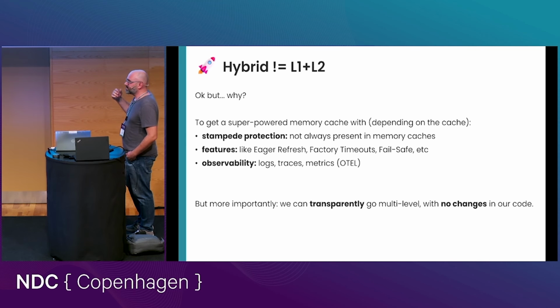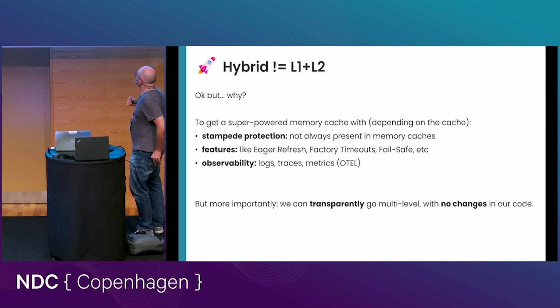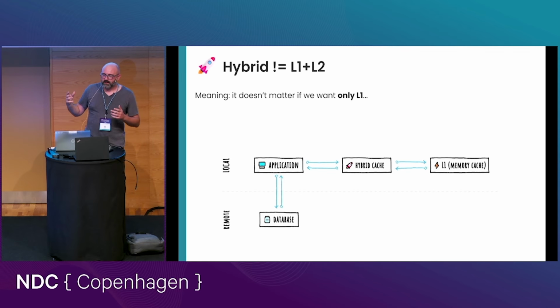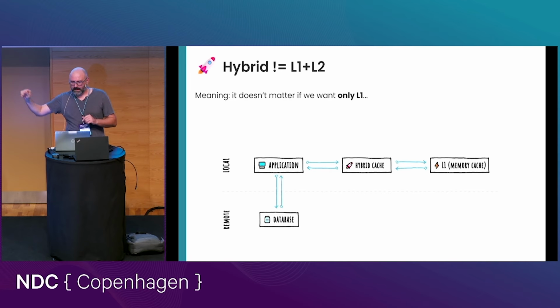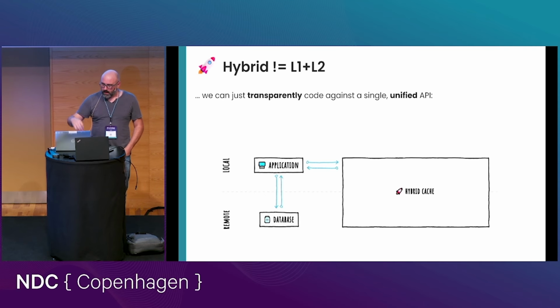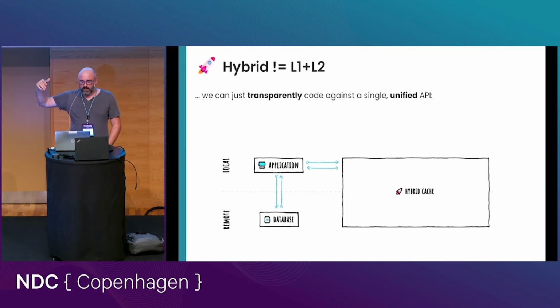But most importantly, the second one is that we can transparently go multi-level with no changes in our code. What does it mean? Well, it means that it doesn't matter if we want only L1 enabled, or L1 plus L2, so a memory level and a distributed level, because either way, we will be working with a transparent, unified API. So this is really powerful because we don't have to switch between a memory cache and a distributed cache. We can just change the initial configuration during setup, and we're good.